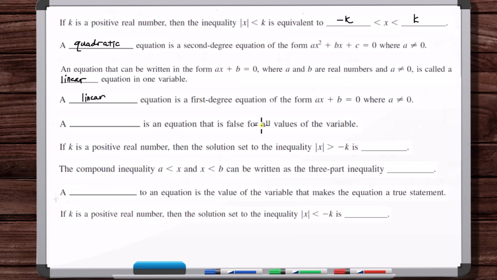A blank is an equation that is false for all values of the variable: a contradiction.